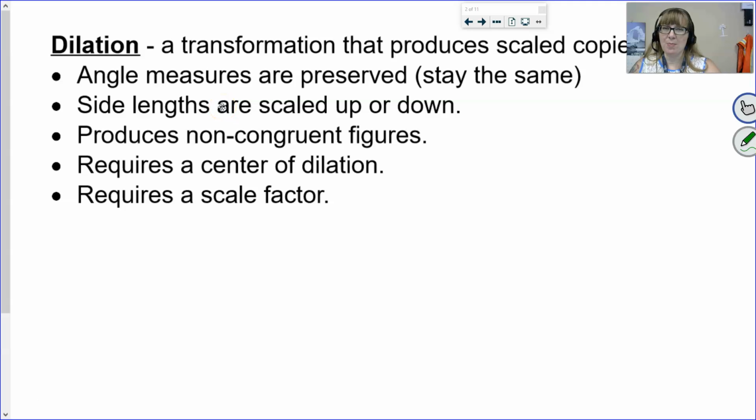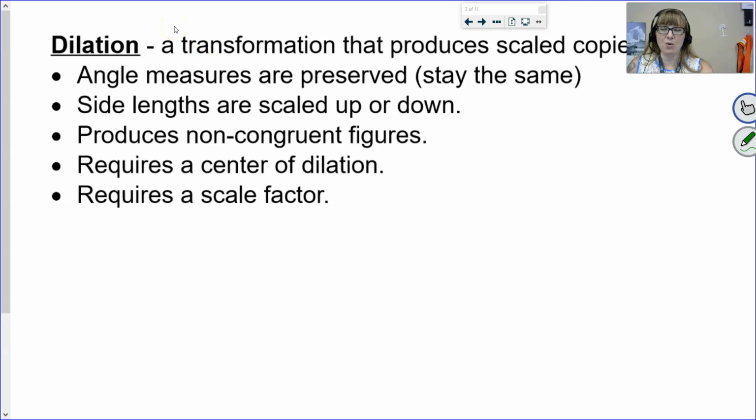Things that I need you to remember about dilations. Dilations are a transformation that produce scaled copies. Therefore, it is not a rigid transformation since it produces scaled copies. Angle measures are preserved. That means that they stay the same. Side lengths do not stay the same, however. They are scaled up or scaled down. Dilations produce non-congruent figures. Again, that's why it's not a rigid transformation, because it produces non-congruent figures.